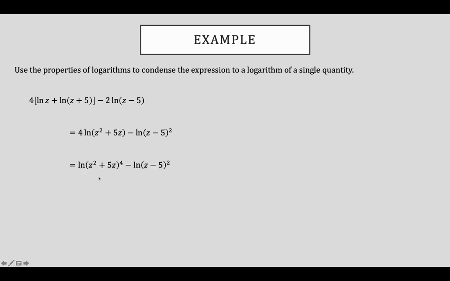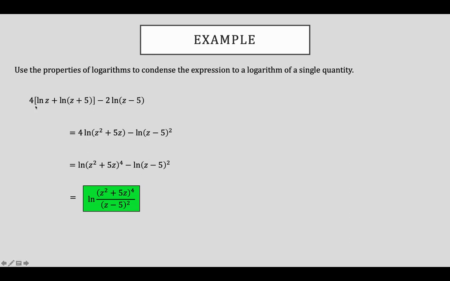We have the natural log of z squared plus 5z raised to the fourth power minus the natural log of z minus 5 quantity squared. Now I have two logs connected by subtraction. We can use our quotient property to condense this into a single logarithm, the natural log of z squared plus 5z raised to the fourth power divided by z minus 5 quantity squared.